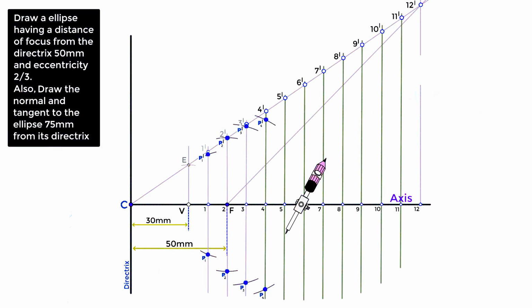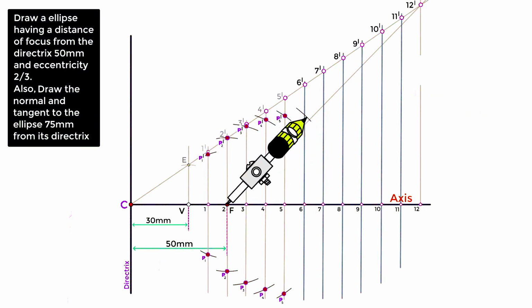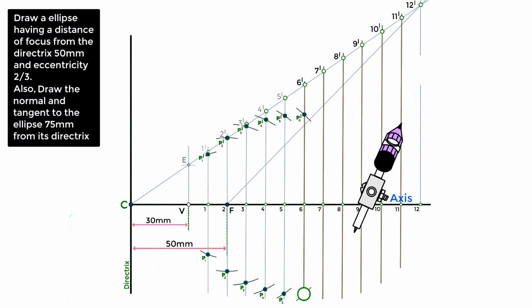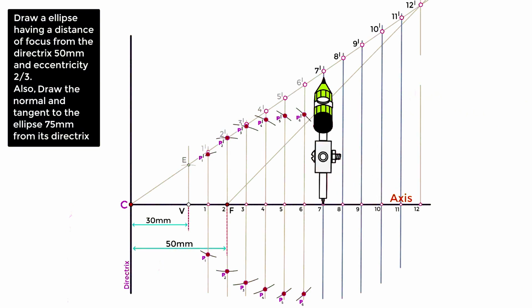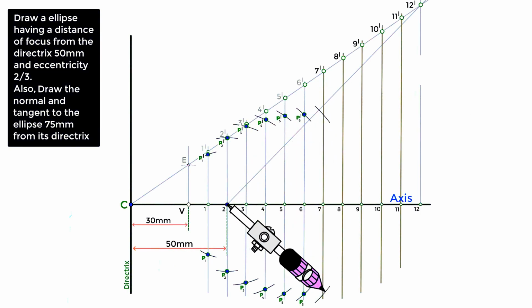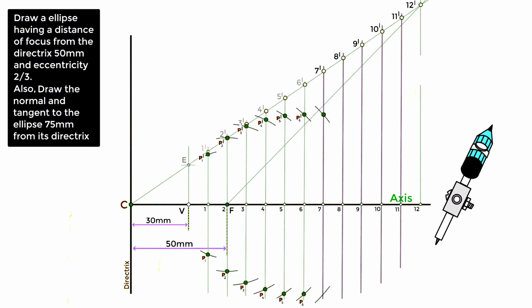Next, take the length between 5 to 5 dash on a compass, and cut arcs on a line 5 to 5 dash. Mark this point as P5 dash and this point as P5. Next, take the length between 6 to 6 dash on a compass, and cut arcs on a line 6 to 6 dash. Mark this point as P6 dash and this point as P6. Next, take the length between 7 to 7 dash on a compass, and cut arcs on a line 7 to 7 dash. Mark this point as P7 dash and this point as P7.